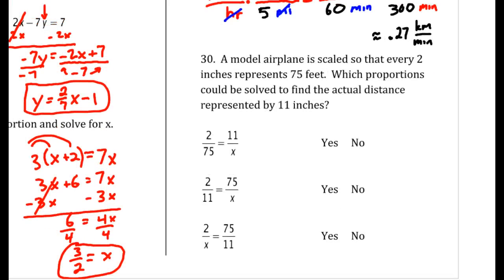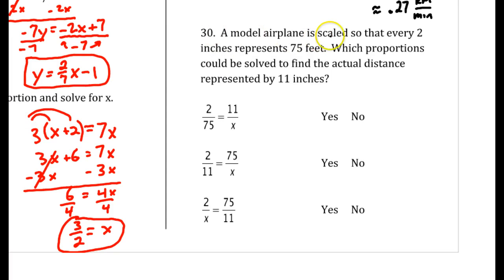Okay. Lastly, let's set up this proportion. A small airplane is scaled so that every 2 inches, okay, I'll write this down as I go, so 2 inches represents 75 feet. Which proportions could solve to find the actual distance represented by 11 inches? So remember, we want inches on top, right? Because that's what we did on the first one. So 11 inches on top over how many feet? Okay, so does anything match this exactly? It looks like the first one does. That's exactly what we have.